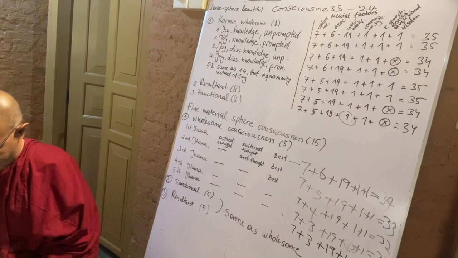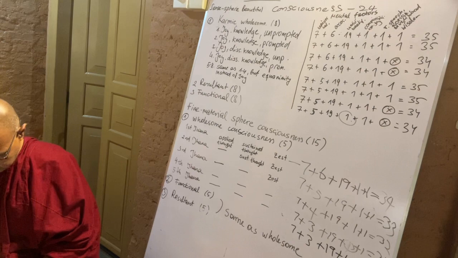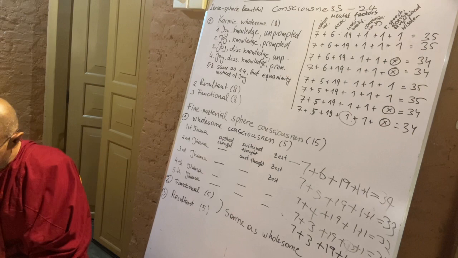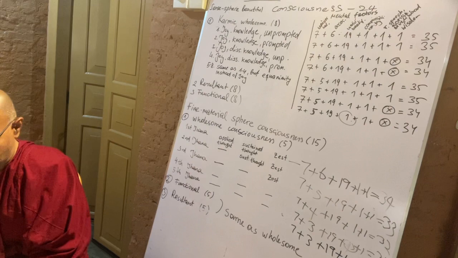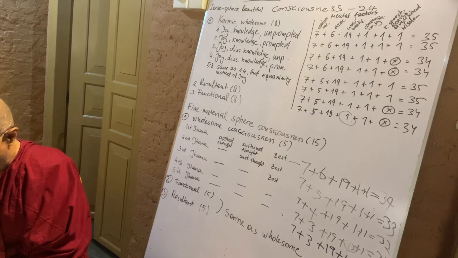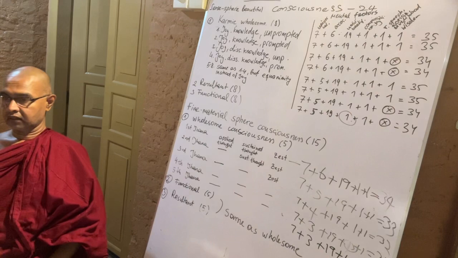Yes, wholesome consciousness pertaining to the base of infinite space. The second is wholesome consciousness pertaining to the base of infinite consciousness. The third is wholesome consciousness pertaining to the base of nothingness. The fourth is wholesome consciousness pertaining to the base of neither perception nor non-perception. These are the four types of immaterial sphere wholesome consciousness. So, what kind of idea did you get when I was reading these things?